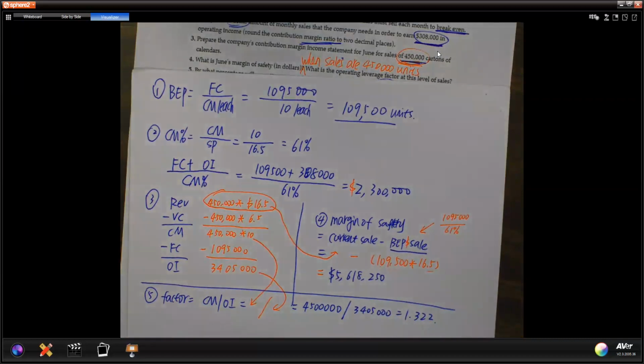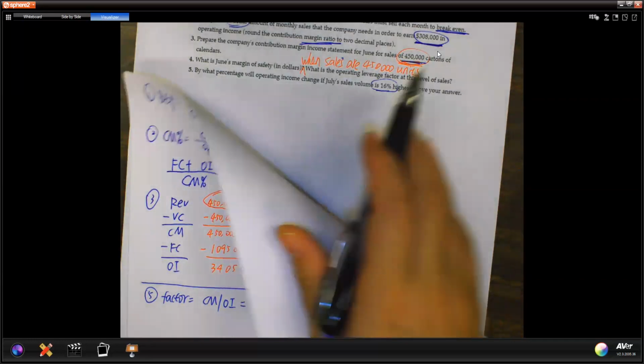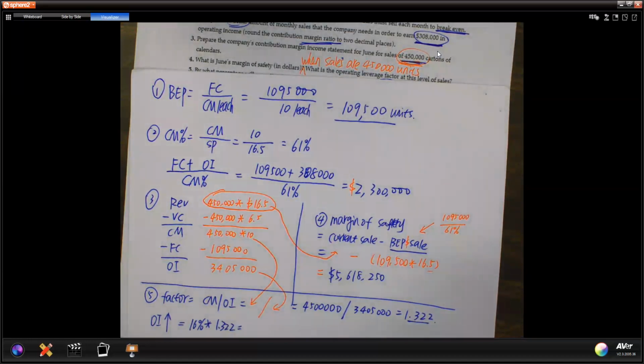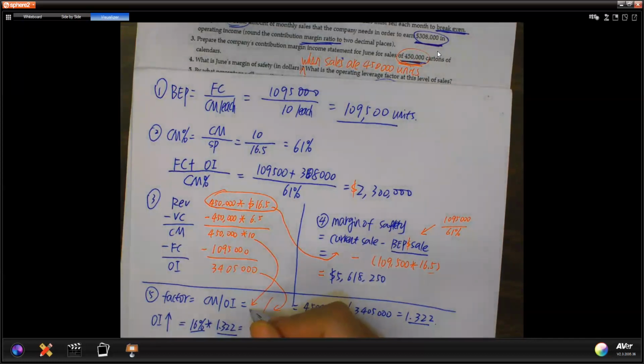And now, your sales volume increased by 16%. Operating income will increase by 16% times your factor 1.322. Sorry, I don't want to waste your time, but basically it's 16% times 1.322. The solution said it's around 21.15%. So this is how much your operating income will increase.